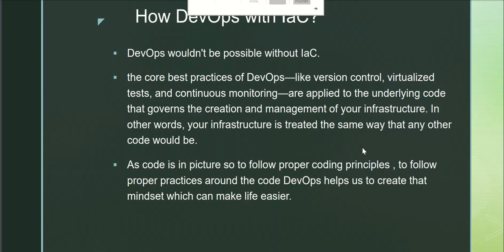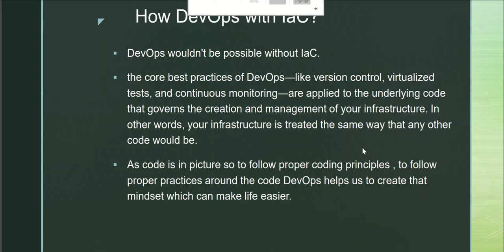The core best practices of DevOps, like version control, virtualized test, and continuous monitoring, are applied to the underlying code that governs the creation and management of your infrastructure. In other words, your infrastructure is treated the same way that any other code would be. Because when there is code, there is version control, right? So that is why DevOps methodology is required. As code is in the picture, to follow proper coding principles and proper practices around the code, DevOps helps us create that mindset which can make life easier.